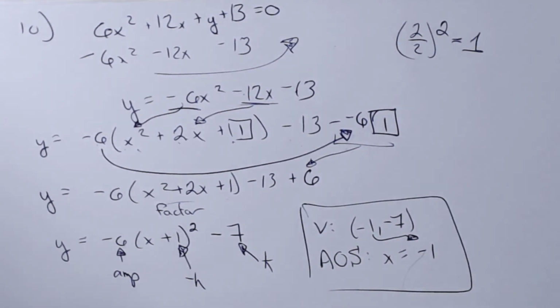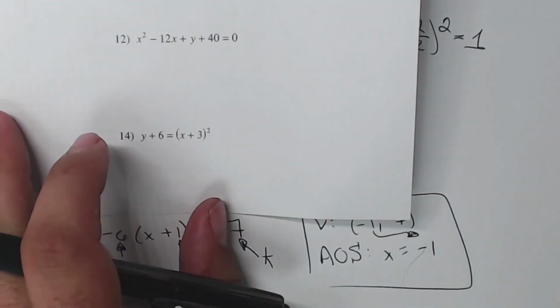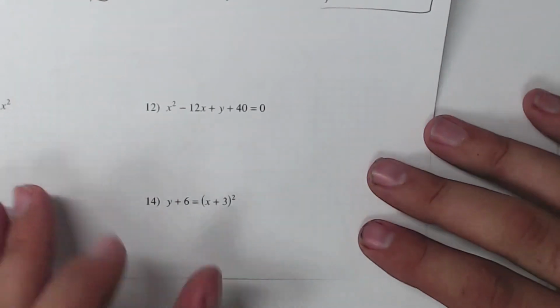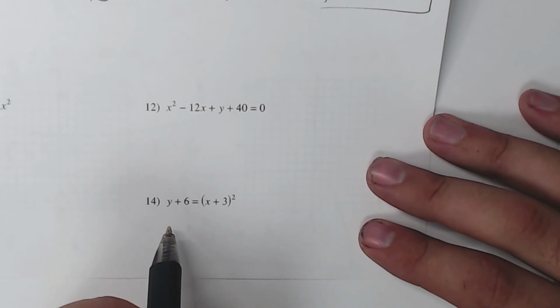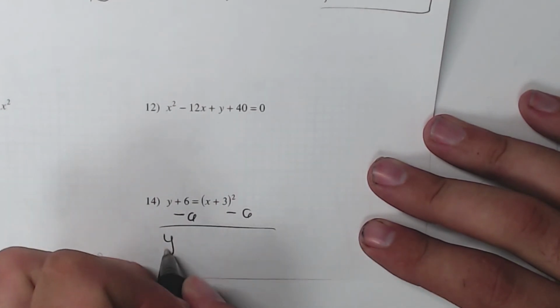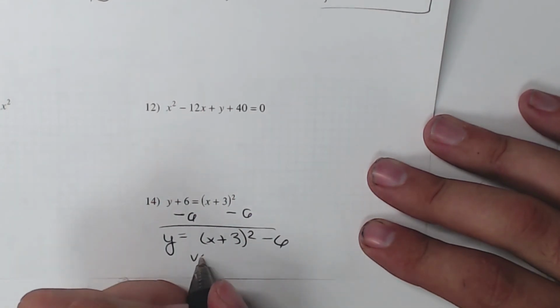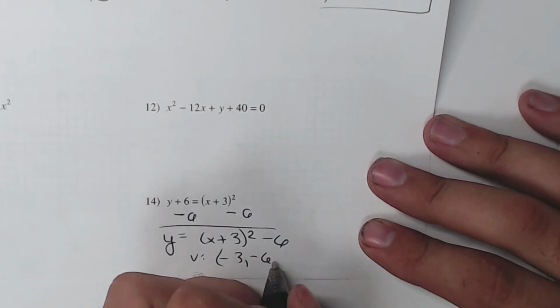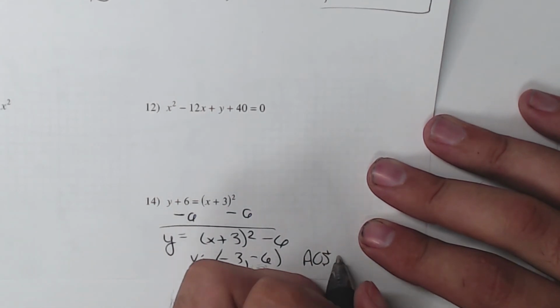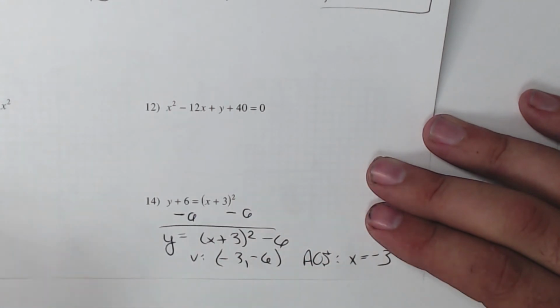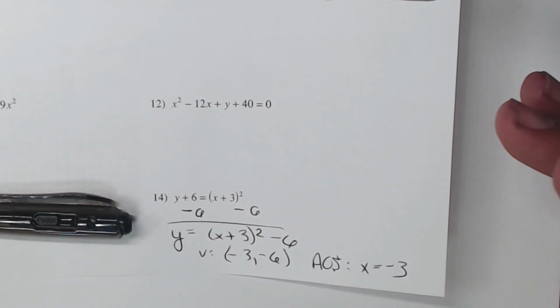Oh, you know what? I'm going to point this out because y'all going to freak out when you see it. Look at this bottom one. Look at this number 14. See that? Do you? If you're looking at it, subtract 6. Does that look familiar? It should. It's done. Vertex, negative 3, negative 6. Axis of symmetry, x equals negative 3. Dunzo. Then just walk away. Drop the mic. Back it up.